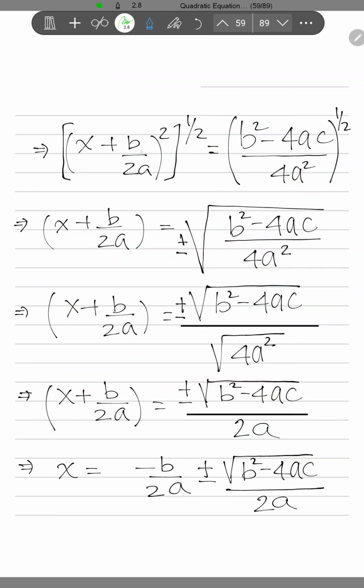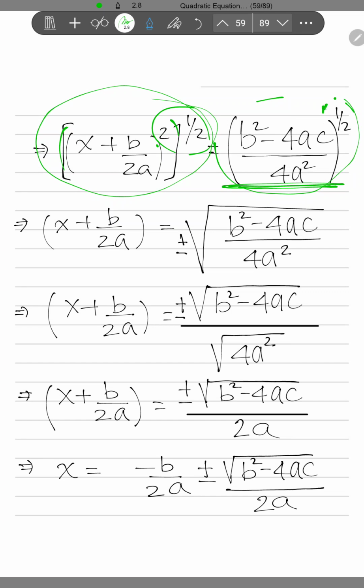Once we have x plus b over 2a the whole square, we put this side in a square root. In a square root, the one which is in the bracket altogether, we multiply the exponent by 1/2. At the same time, we have to do the same thing on the other side. We multiply the exponent here, 1 originally, by 1/2. So this part will be b squared minus 4ac over 4a squared in a square root, or exponent half.